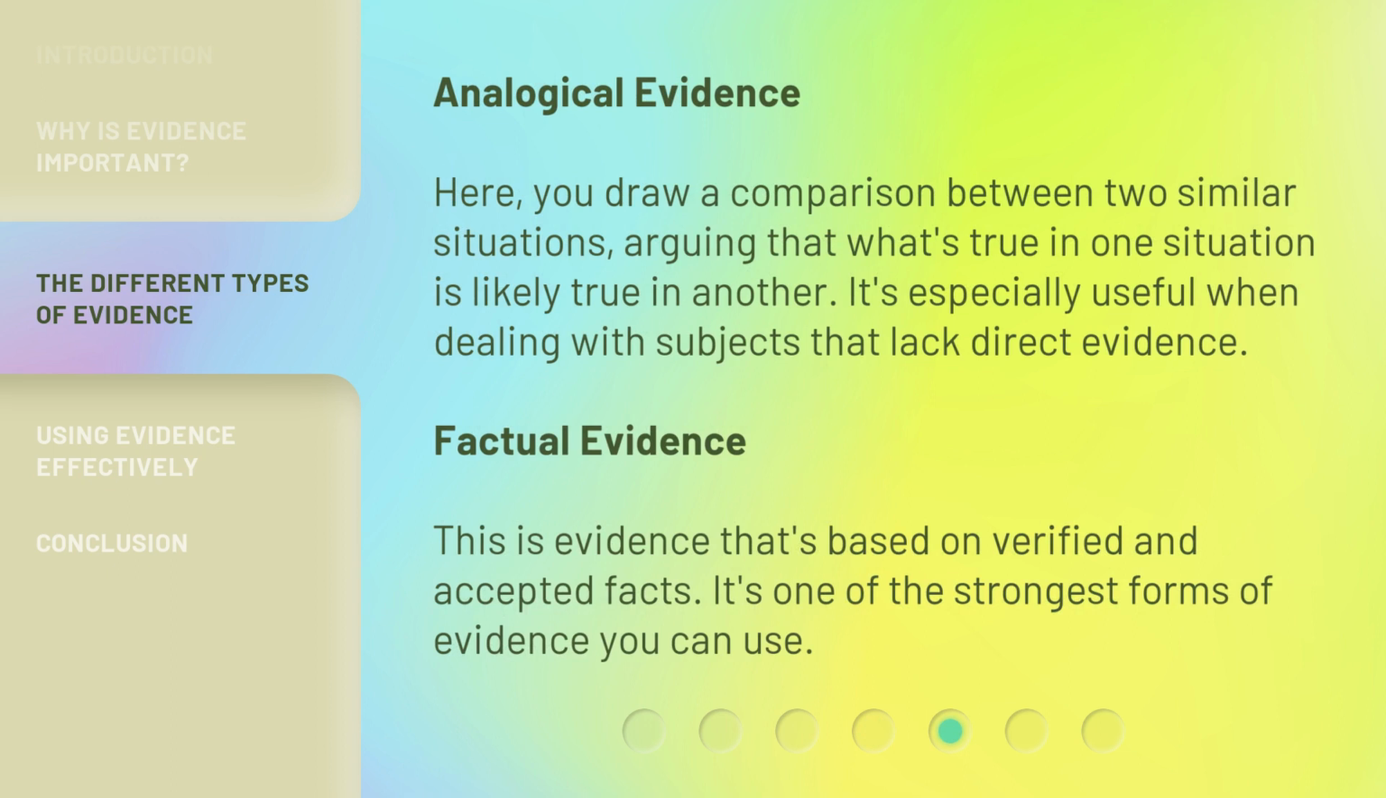Analogical evidence. Here, you draw a comparison between two similar situations, arguing that what's true in one situation is likely true in another. It's especially useful when dealing with subjects that lack direct evidence. Factual evidence. This is evidence that's based on verified and accepted facts. It's one of the strongest forms of evidence you can use.